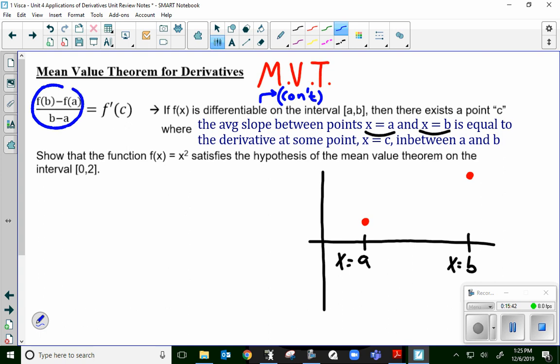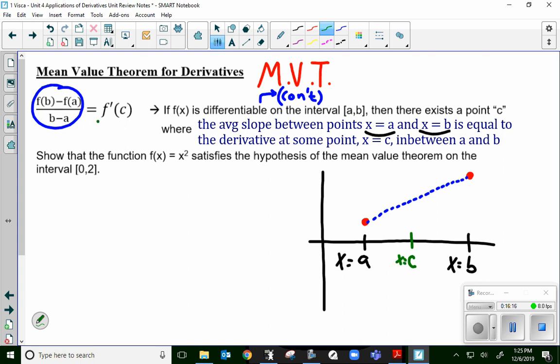Again, I need 2 points to find a slope, right? Change in y over change in x. That's a straight line. That's a slope. Let's say that's a slope of 3. I don't know. Then the average slope between those 2 points, the change in y over change in x, must equal the derivative at 1 point in between them somewhere at some x value, which equals c.